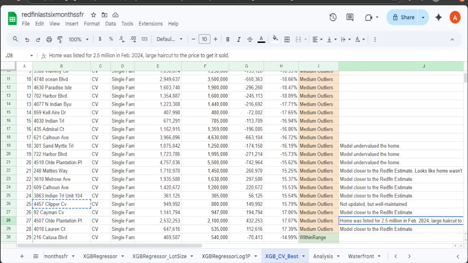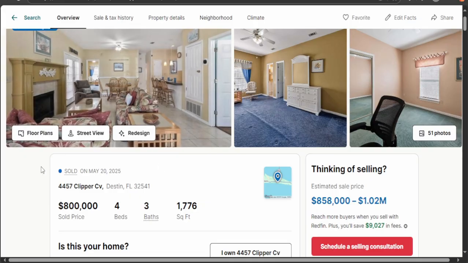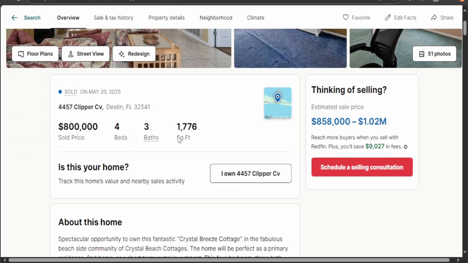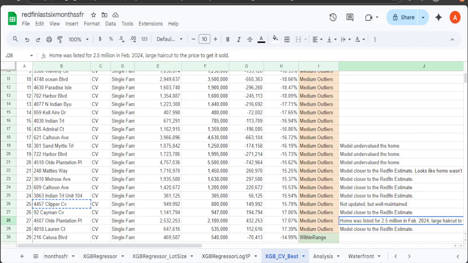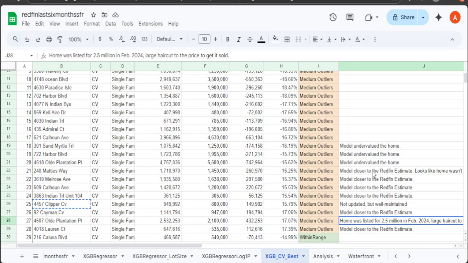I'll look at one more, 4457 Clipper Court. I guess that's Court CV. I don't know what CV is. So sold for 800. What are the comments? Let's see, Clipper Court, not updated but well maintained. So our model had 949, sold for 800,000.